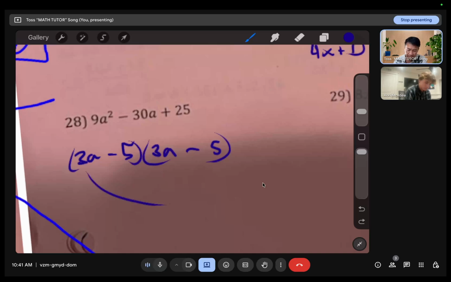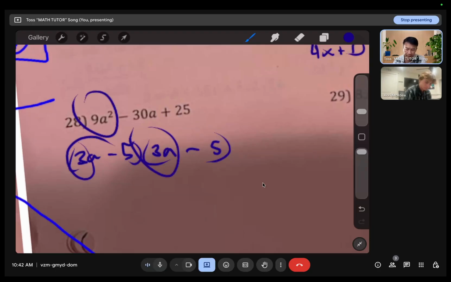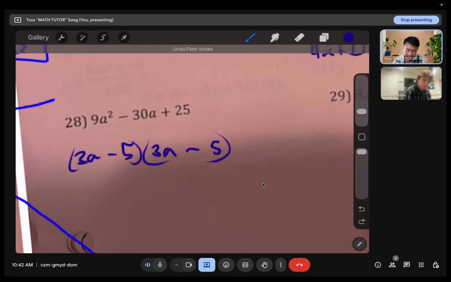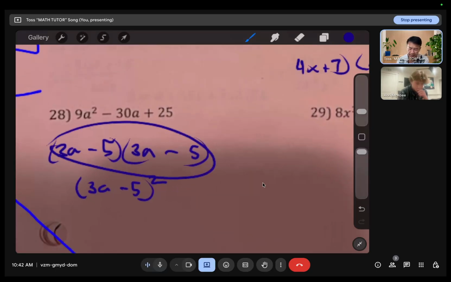If you check it, it will give you everything. You foil it, right? The outer is going to be negative 15a, and the inner, negative 15a. That's why it's negative 30a. And the last, negative 5 times negative 5, positive 25. And the first, 3a times 3a, 9a squared. Now you can stop right there, or you can write this form if you want, a squared. You know, the thing repeats, you can write it as a squared. But it doesn't matter. Your teacher will accept either one for sure.